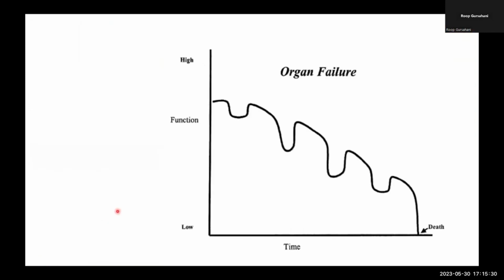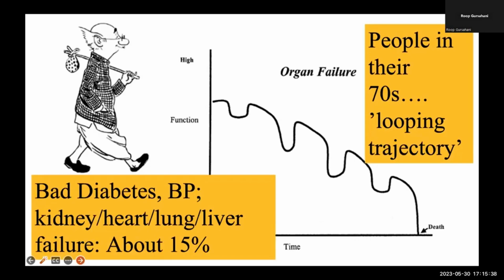Then comes organ failure. So this could be individuals who, for various reasons, develop a failure of one or other major organ system. It could be kidney, heart, lung, liver. This accounts for a little over 15% of all deaths. Typically, this comes up in the 70s. And these are people who are ill, so their function is already down.